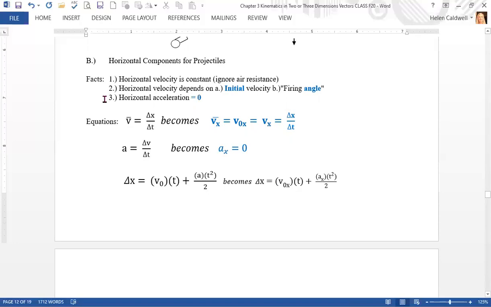And then the last thing we know is the horizontal acceleration is equal to 0, because there is no horizontal acceleration.